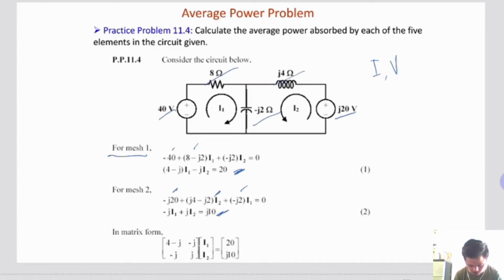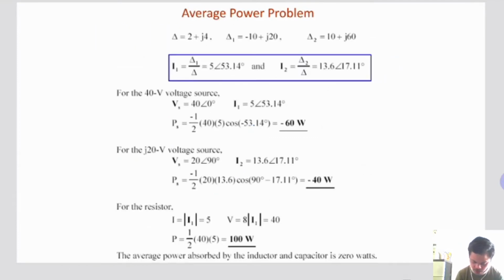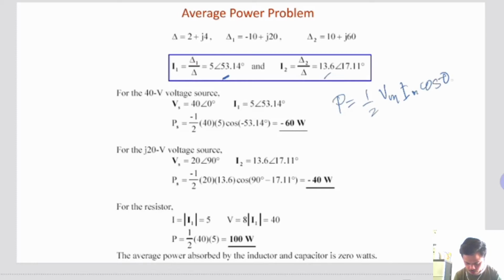So you can apply matrix form or the substitution or elimination method, and this gives us the current I1, which is 5 angle 53.14 degrees. For I2 we have 13.6 angle 17.11 degrees. So to compute the average power, 1/2 Vm Im cosine of (theta V minus theta I).